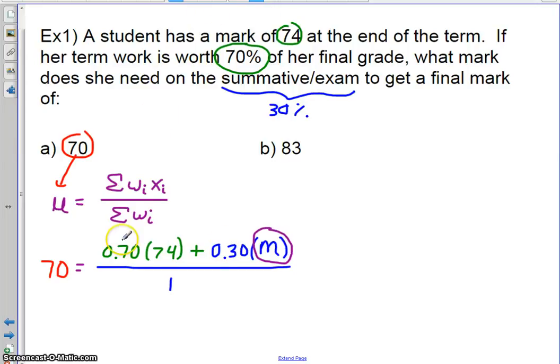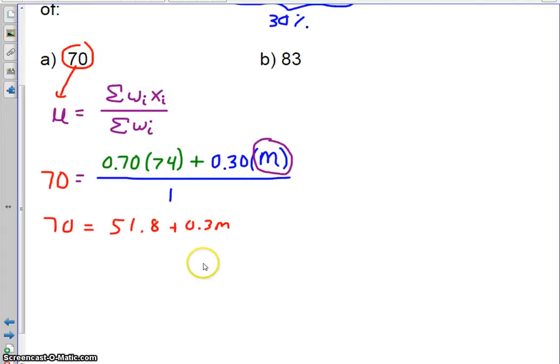So let's solve for this. So this dividing by 1 doesn't really change anything right here, so I'm just going to leave it. So I'm going to have 70. Okay, 0.7 times 74 gives me 51.8. And I have 0.30 M. Okay, so using some algebra here, I'm going to subtract 51.8 from both sides.